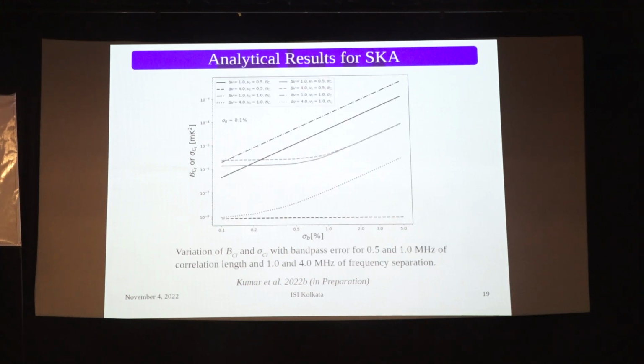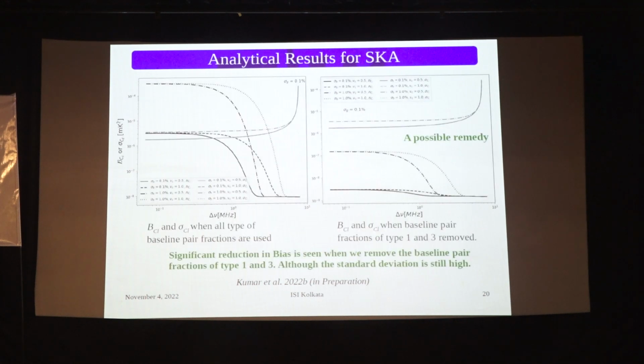Here we plot the similar thing but with the error in the bandpass gains, and we find that both the things monotonically increase with increasing gain errors. So as I mentioned, these things introduce some bias and enhance the error. So what can be the solution?